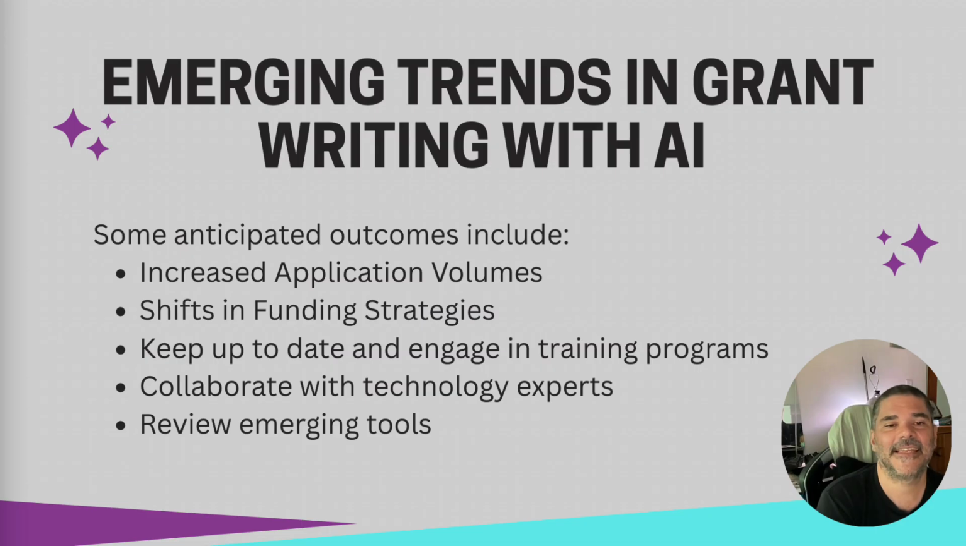Keep up to date and engage in training programs so that you've got the best information at the time and you can use it well. Collaborate with tech experts, such as myself. Doing this course right now is you collaborating with an AI tech expert. I use AI in grant writing myself, and I have even won grants using AI tools, so it can be done. And then review emerging tools, because there are many different platforms out there, and there's a lot more platforms and more organizations that are going to be started and built with AI.